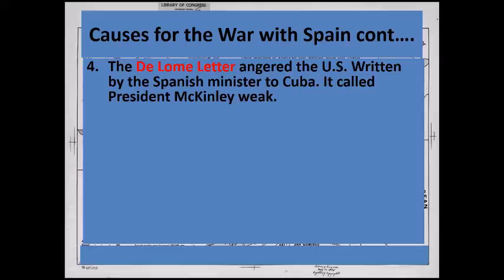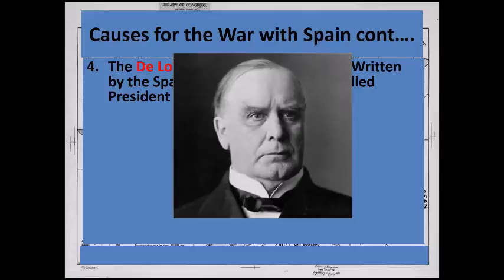And here's a picture of our good old Ohioan, our Ohio President William McKinley. And this really made people angry. It's one thing if Americans insult their president, but if someone overseas insults the president, then we tend to take notice.